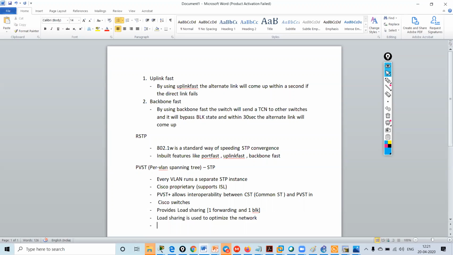Yes, sir. Got it. So we were using CST in the past, but it is a legacy method right now. We don't use CST because MST has overcome it. So we are using MST right now. MST also works on instances, but it makes the instances as per the VLANs.